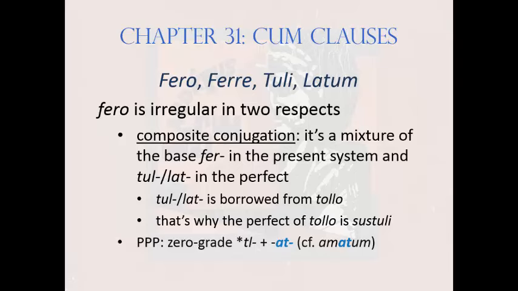Fero's perfect passive base, lat, is a combination of the zero grade of the tol base, tla. Zero grade is linguistics talk for a form that has only consonants, no vowels, plus the perfect passive marker, at, which is seen broadly across Latin, as in amatum. You do remember amatum, right? Resulting in tlat, which the Romans made more pronounceable by dropping the T off the front, thus latum.